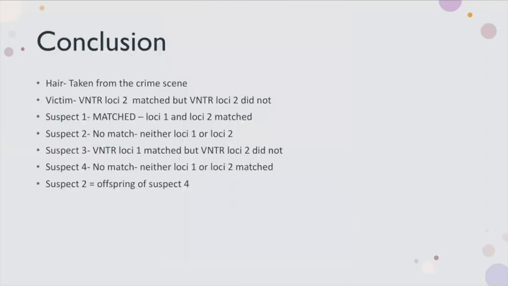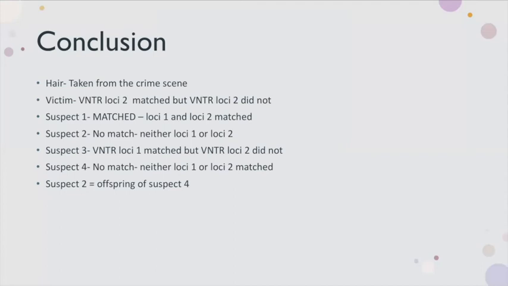So, conclusion: we know that our hair was taken from our crime scene. Our victim, our locus 1 matched the DNA, but our locus 2 did not. Suspect 1, the DNA matched in both locus 1 and locus 2. Suspect 2 had no match for either locus 1 or locus 2. Suspect 3 had a locus 1 match, but not a locus 2. Suspect 4 had no match in either locus 1 or locus 2.